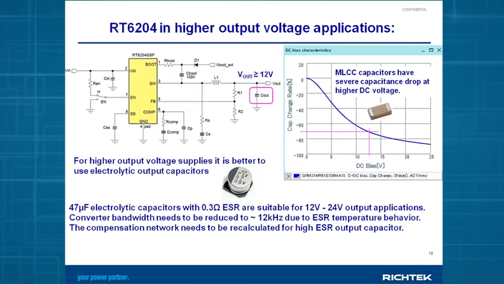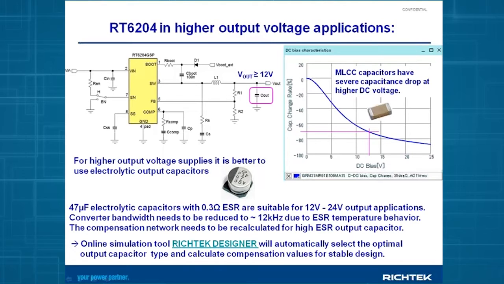One thing to consider is that in case you use an electrolytic capacitor, electrolytic capacitors have considerable ESR. And also this ESR is temperature dependent. So when you design with electrolytic output capacitors, you have to consider the temperature behavior of the ESR. And in this case, we will set the converter control loop to be much lower than what we would do when we are using ceramic output capacitors. So we will choose the control loop to be around 12 kilohertz.